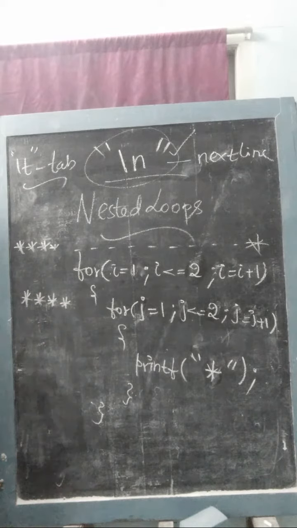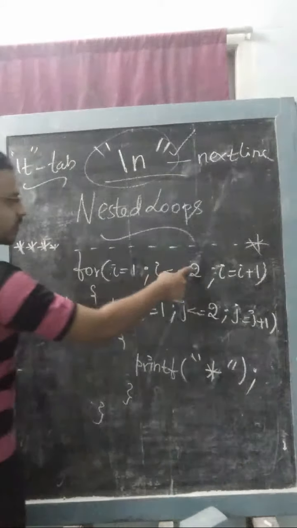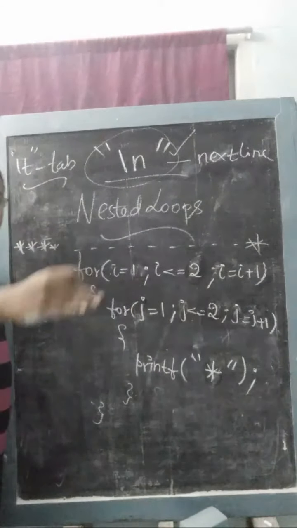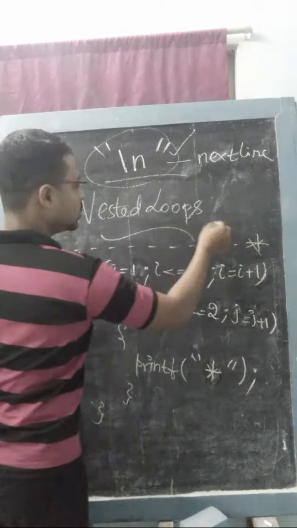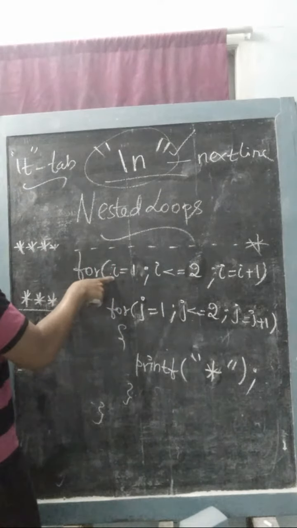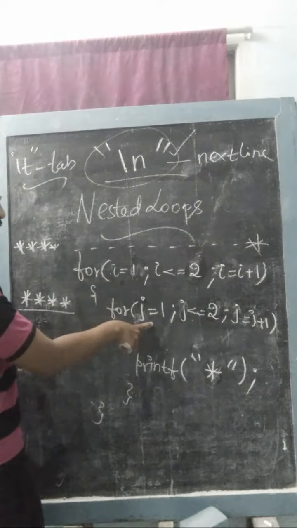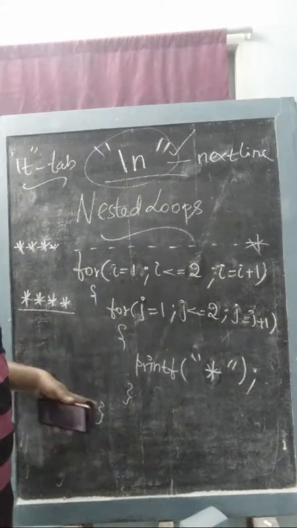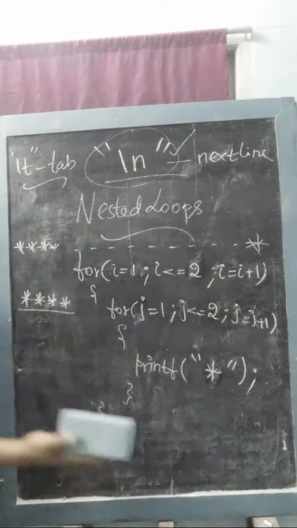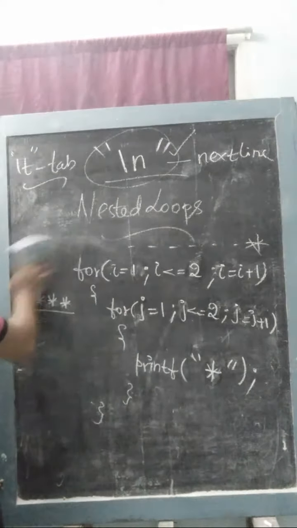Okay, so how is it working? If I am giving 5, it means 5 rows and 5 columns. If you need 5 rows and 5 columns, you can use I for row and J for column. I'm just clearing everything and starting from the program, so you may understand clearly.